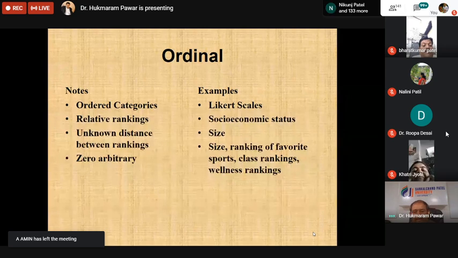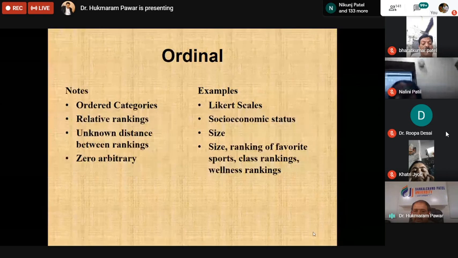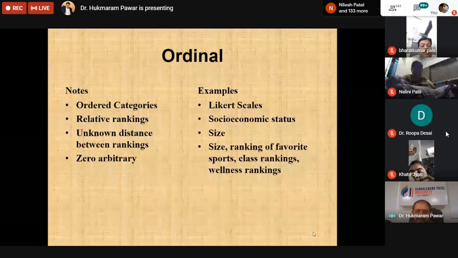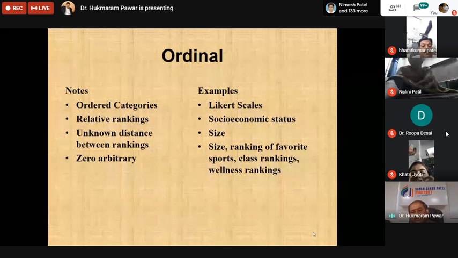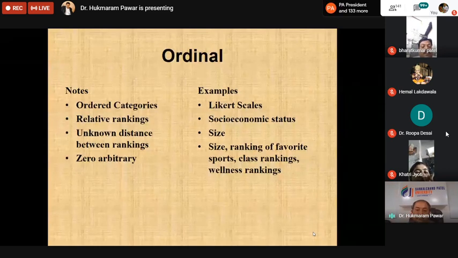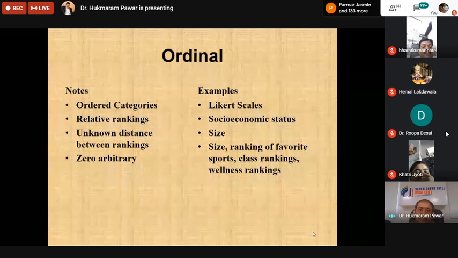So we arrange in a sequence, but the difference between them is not the same. First may have 80%, second 70%, and third 50%. So the difference between first and second is not the same as between second and third. You are just arranging in a particular order. That kind of data is called ordinal data, and it is also qualitative.